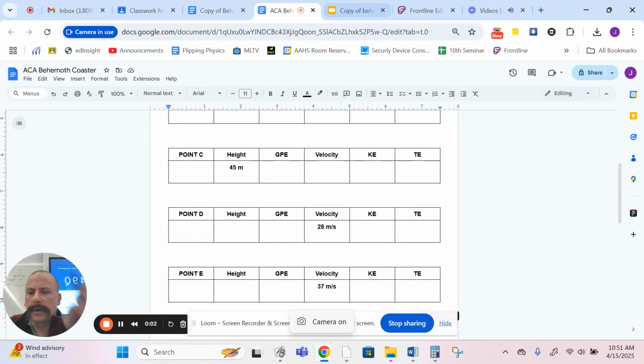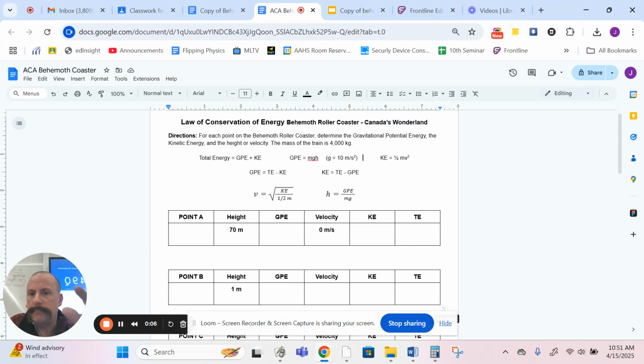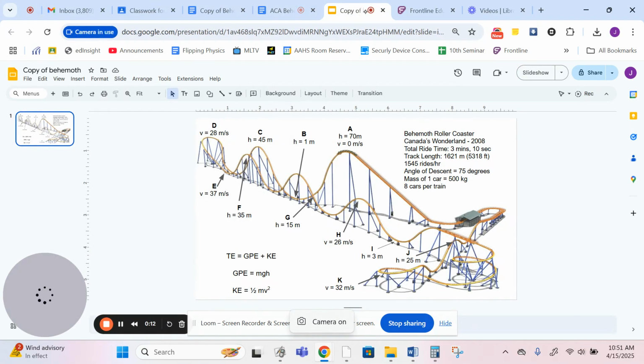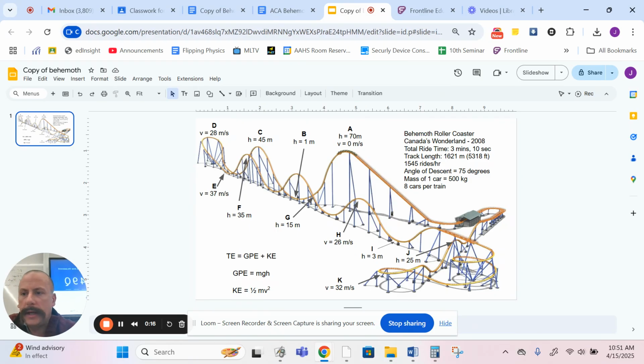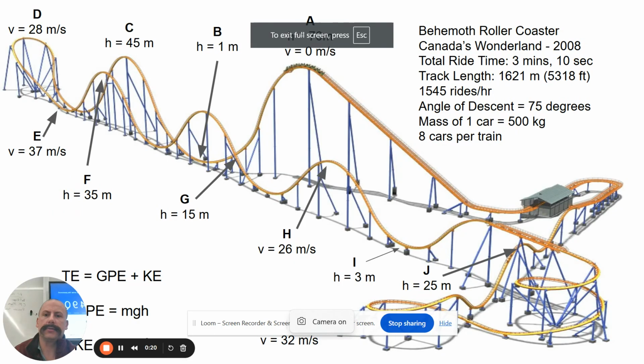All right, everyone, we're going to start going over the real last big part of the assignment here, the Behemoth roller coaster analysis. Now, there are two different files that I posted. There is the diagram, which you can look at, and then there is the actual paper, which you are going to be filling out.